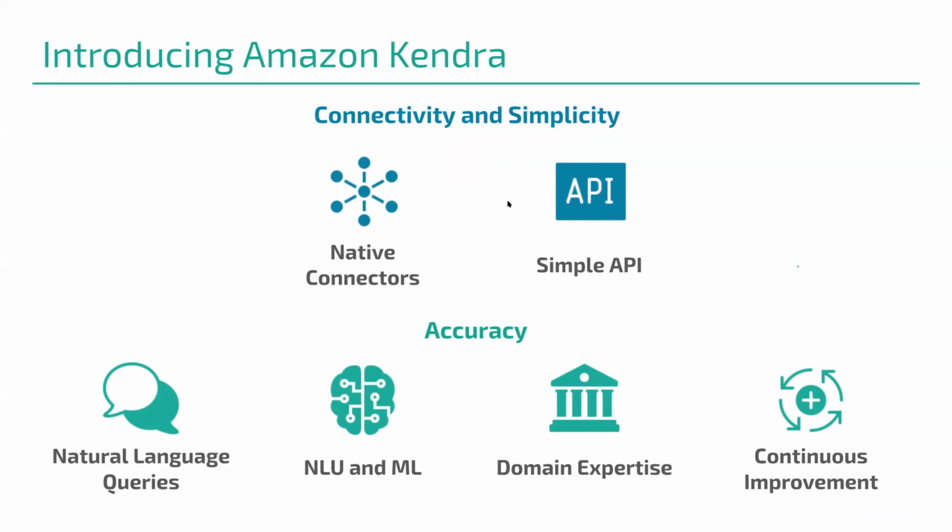So to address issues of complexity, Amazon said that they need to build native connectors to various data sources. And I'll talk about the native connectors just now. They also provide you with a simple API with which you can then query these different data sources. And they focused quite a bit on the accuracy. So they give you the ability to ask questions in natural language. The core of all of this is in the natural language understanding and machine learning models. They've built in various types of domain expertise. And they are, of course, continually improving the machine learning models that are powering all of this.